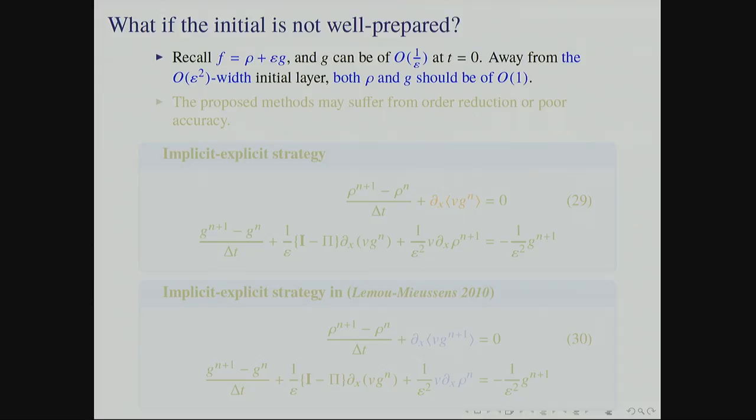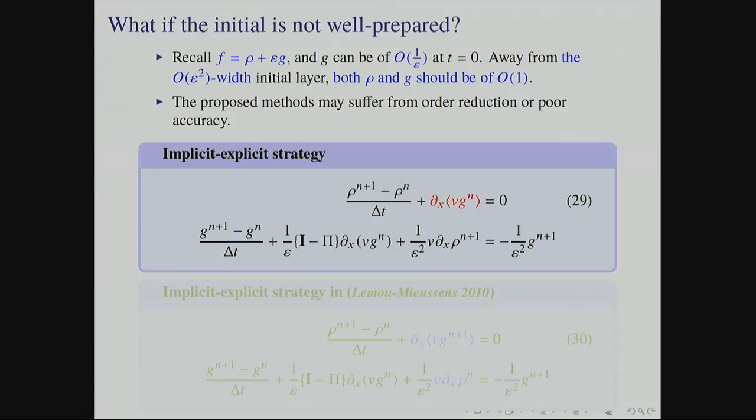However, as long as you're away from the initial layer, if you do layer analysis, it is on the size of epsilon squared. It's very tiny for small epsilon. As long as you're away from there, your rho and g are all order one. However, our scheme is not doing what this PDE shows us. For instance, if you look at the first one, this is the root of the problem. If n is 0, this term can be large. Although you suppose you're out of the initial layer already after delta distance, you still have a large rho. That's a wrong discretization.